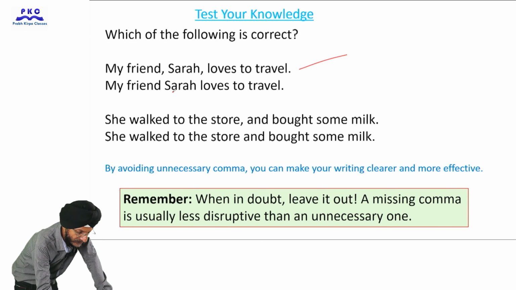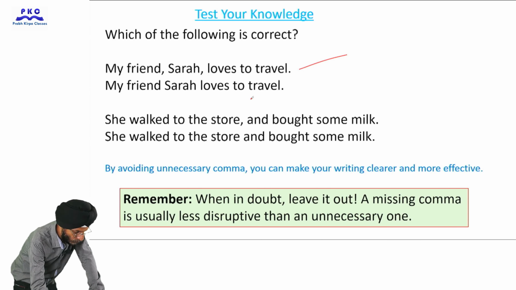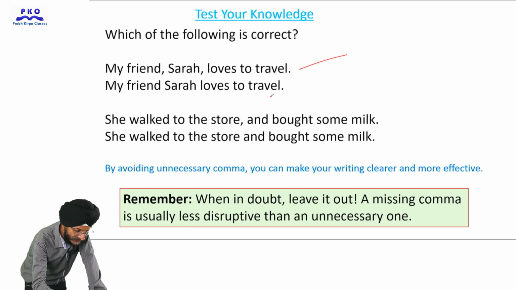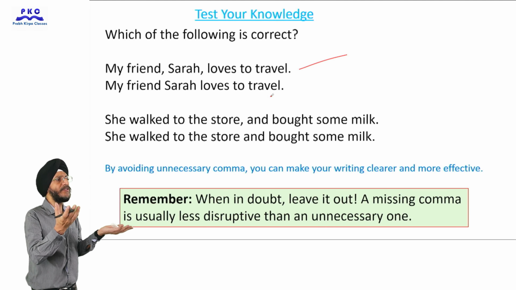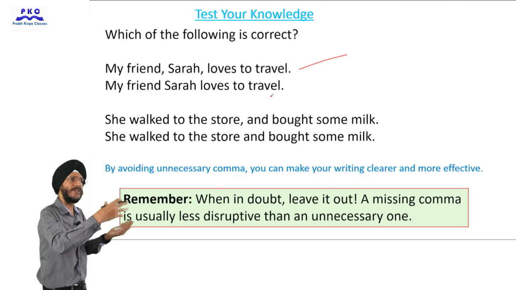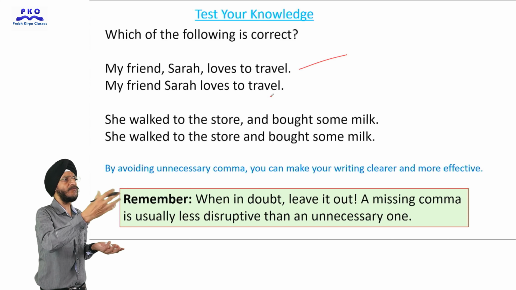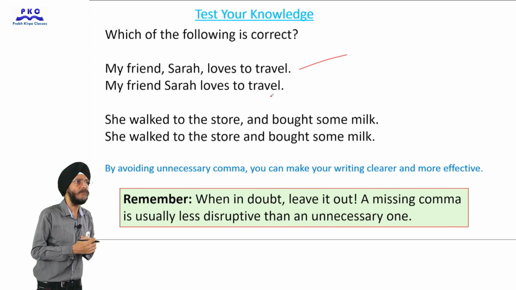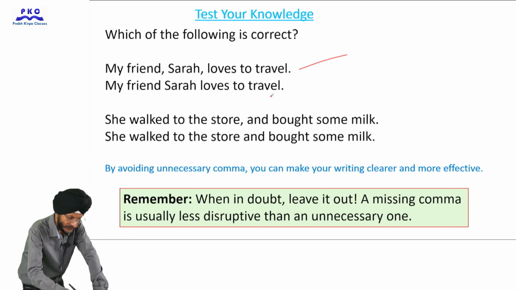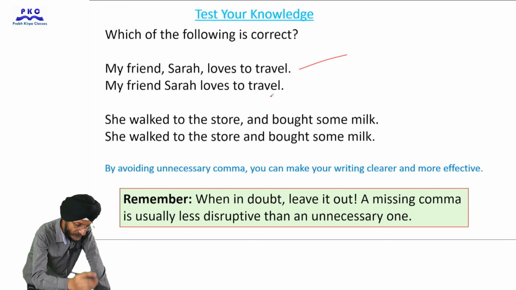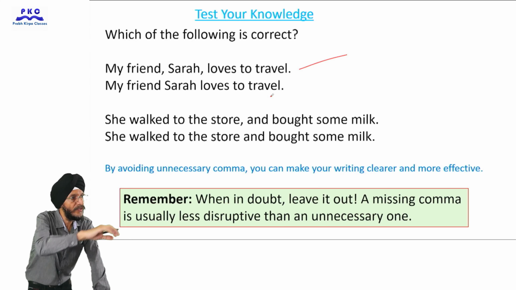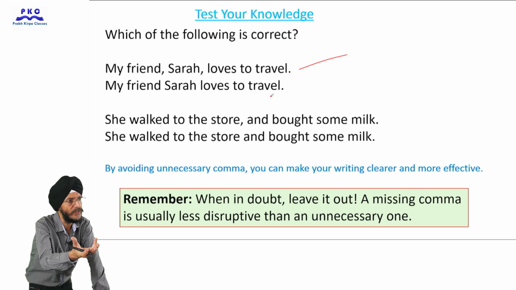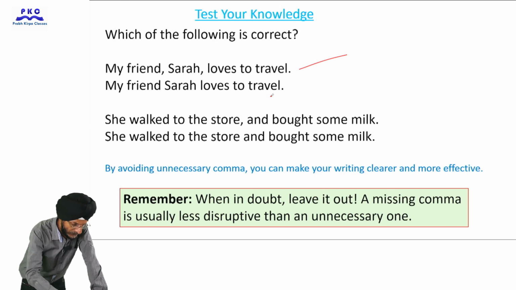Next sentence is, my friend Sarah loves to travel. This sentence suggests that your friend named Sarah loves to travel. We are simply telling that my friend Sarah loves to travel. We are not putting emphasis. In the case of the first sentence, we were specifically talking about Sarah. Here we are simply stating that Sarah loves to travel, one of my friends loves to travel.